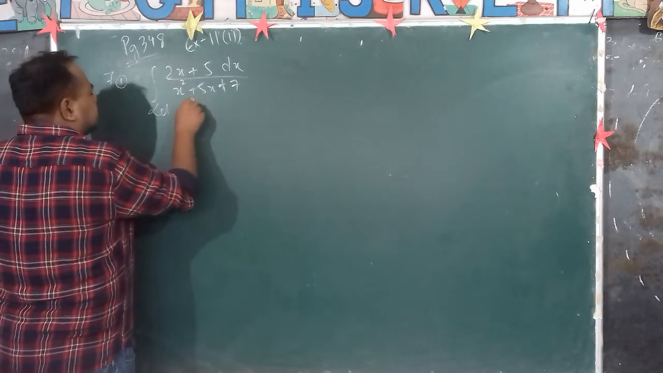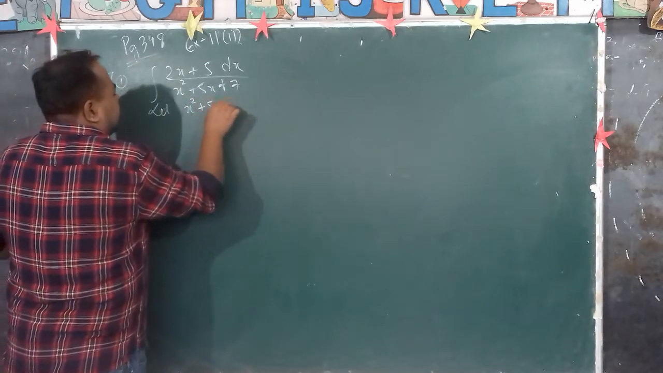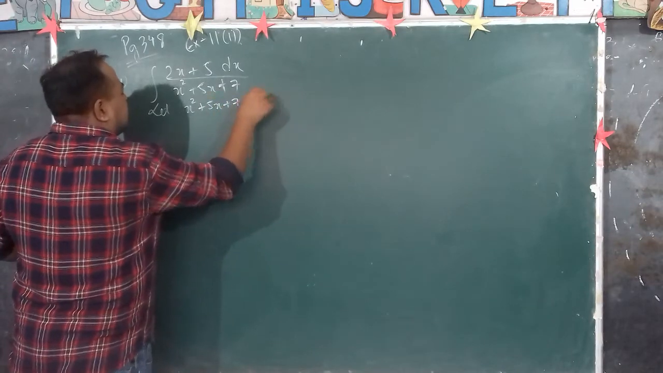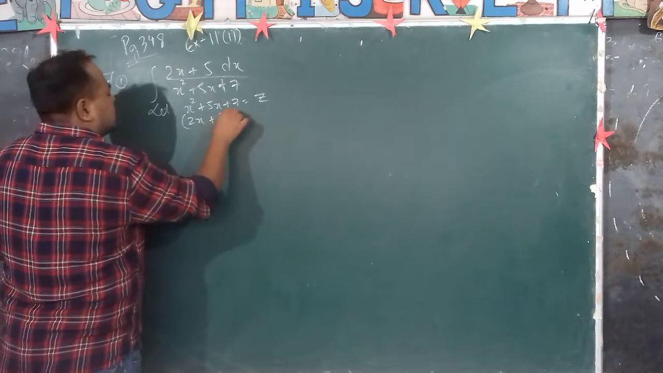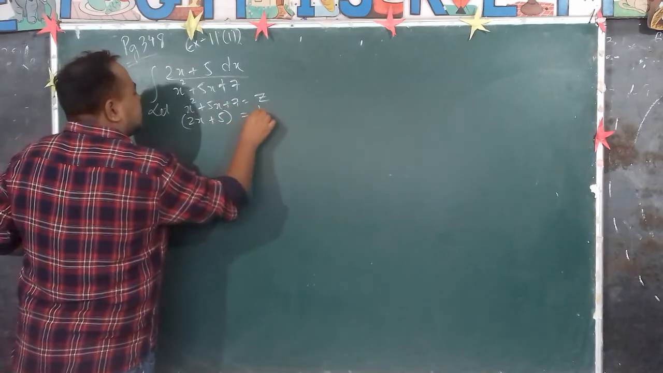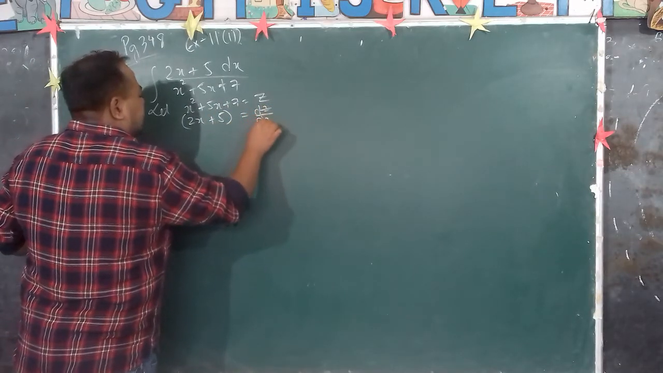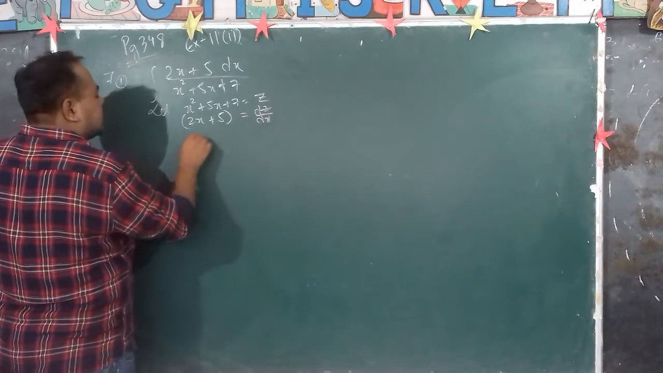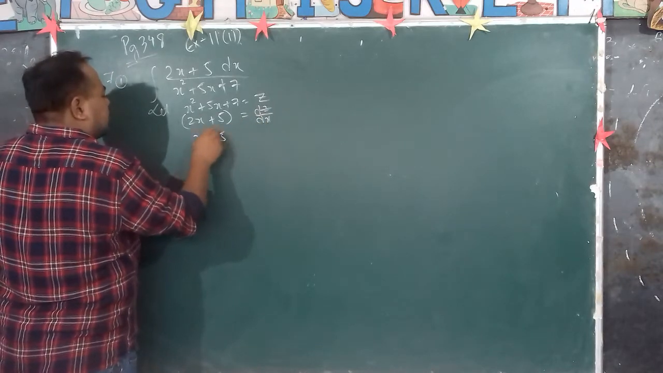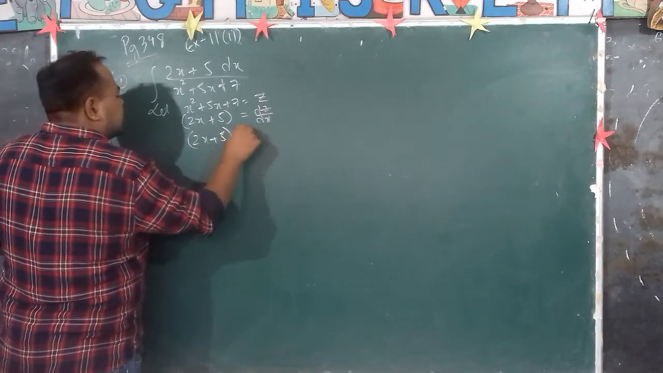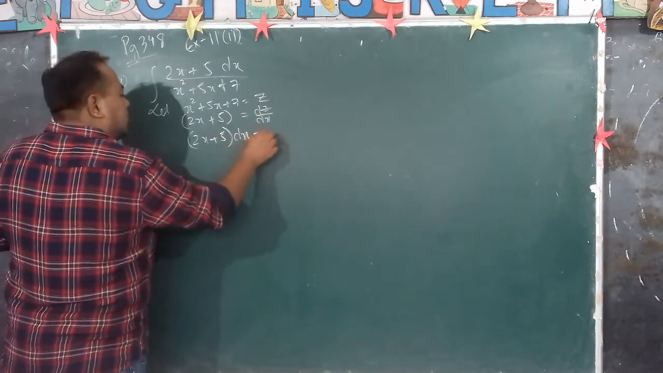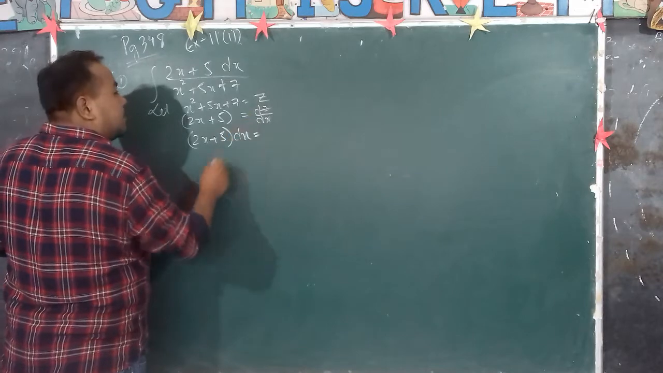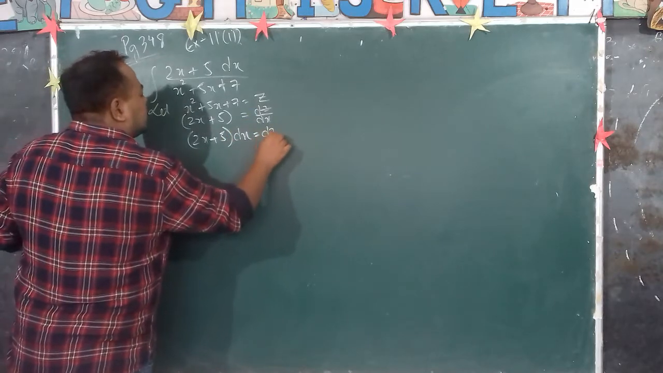So let x square plus 5x plus 7 equal to z. Differentiation of x square is 2x, plus 5. Differentiation of x is 1, 7 is 0, and z is dz by dx. Now this dx we are taking to the left. From next time, after I differentiate, I'm not going to write this step, I'm going to write dx directly. You have to understand where you are getting dx from. So dx equal to dz.